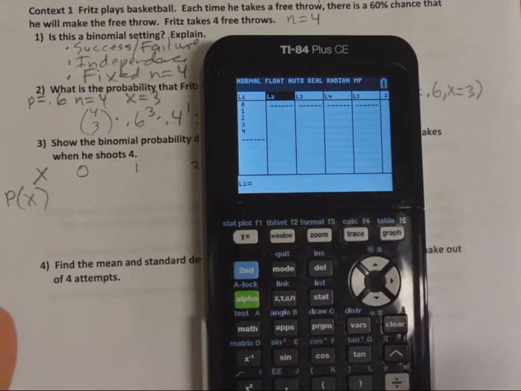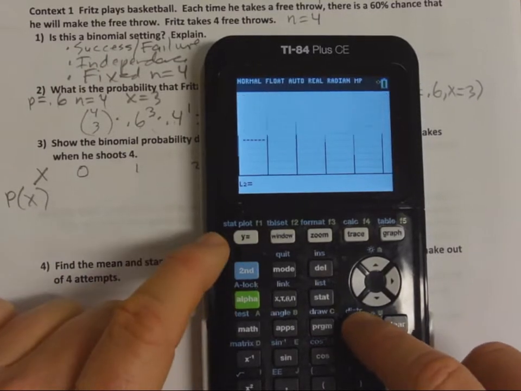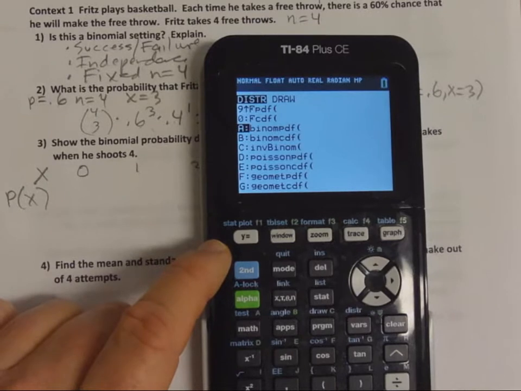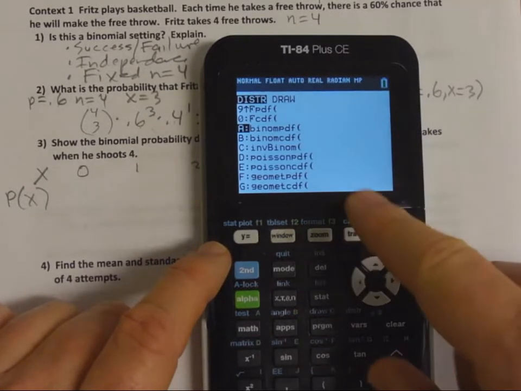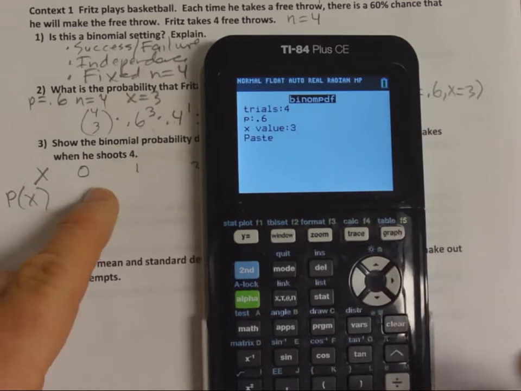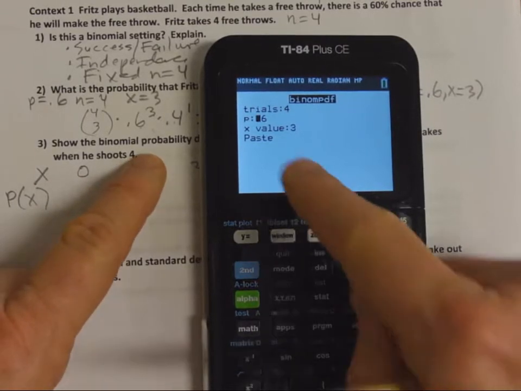Now I'm going to go to binomial PDF. So I go second distribution. I scroll all the way down to binomial PDF. I actually scrolled up and it took me to the bottom of the list. So binomial PDF, I hit enter. And so the number of trials we have is 4. Our probability of success is 0.6.